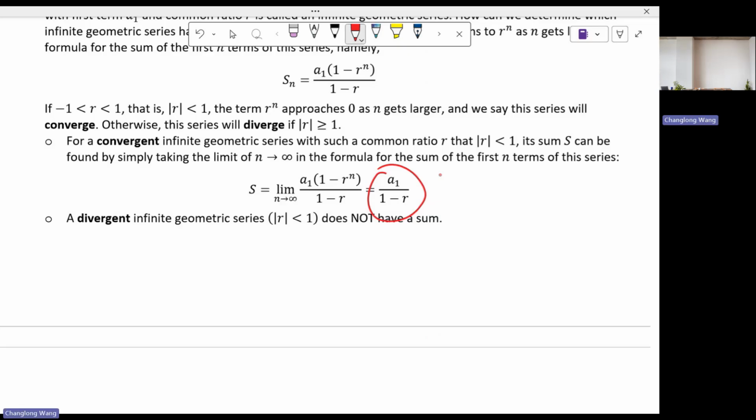But if you have 0.5, right? 0.05, right? Whatever that is, it gets smaller and smaller. The common ratio is less than 1. If you add up the infinitely many terms, it will be a finite sum. Okay.